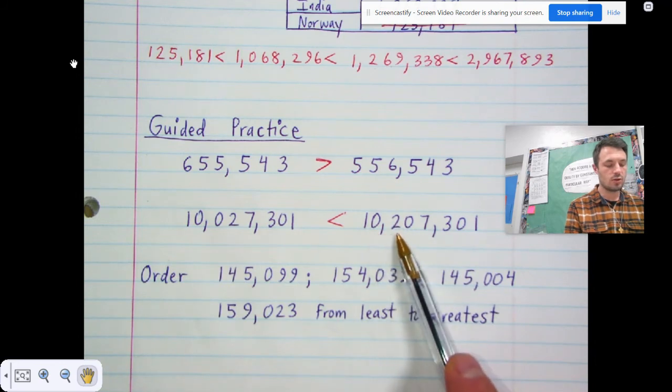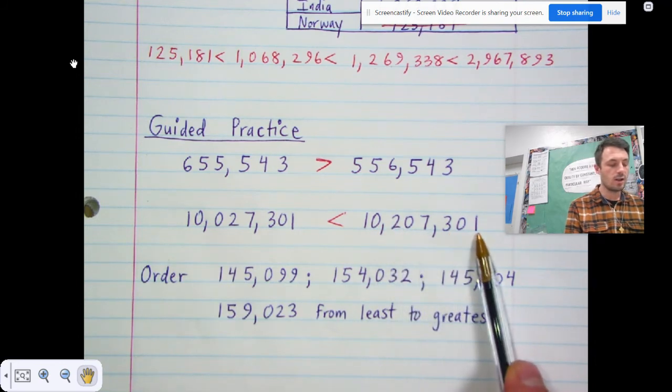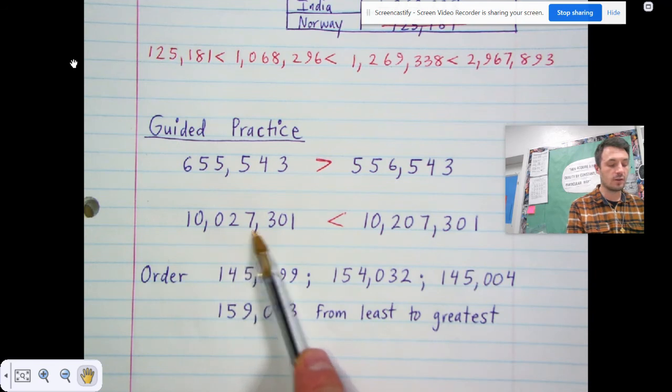So 10,207,301 is greater than 10,027,301.